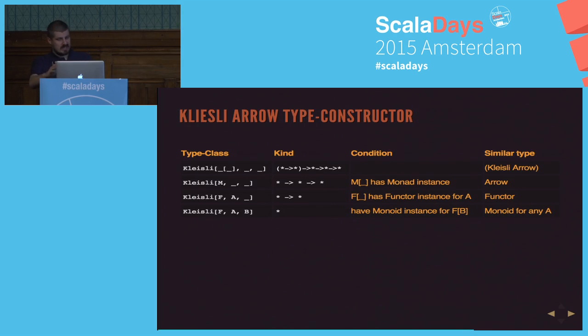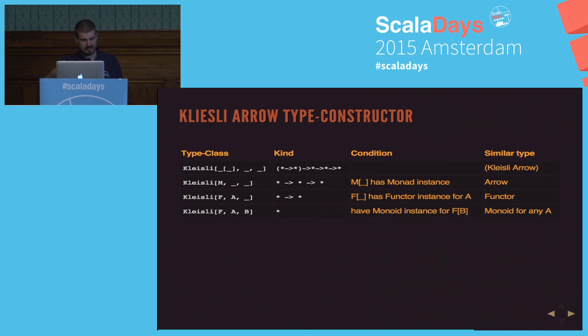I want to go back to the Kleisli arrow and some properties of the Arrow type class, based on the parameters of this type class. If all parameters are not defined, the type is fully undefined, it will be a Kleisli arrow. But if, for our type constructor M, we have a monad instance, then our Kleisli arrow has the same kind as Arrow, looks like Arrow, and behaves like Arrow, if we have a monad instance for our M.